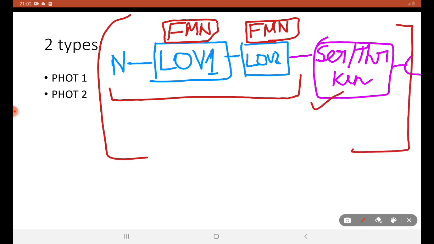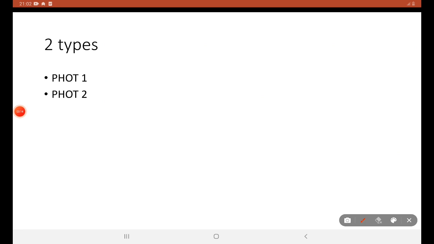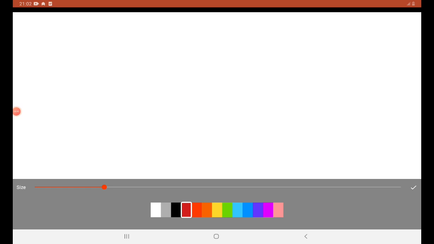It is a serine threonine kinase domain. It is a carboxyl domain. The N-terminal domain is a photosensory domain. Next, we will see what will happen in the presence of light and in the absence of blue light. First, we will see what will happen in the absence of light, when there is no light.